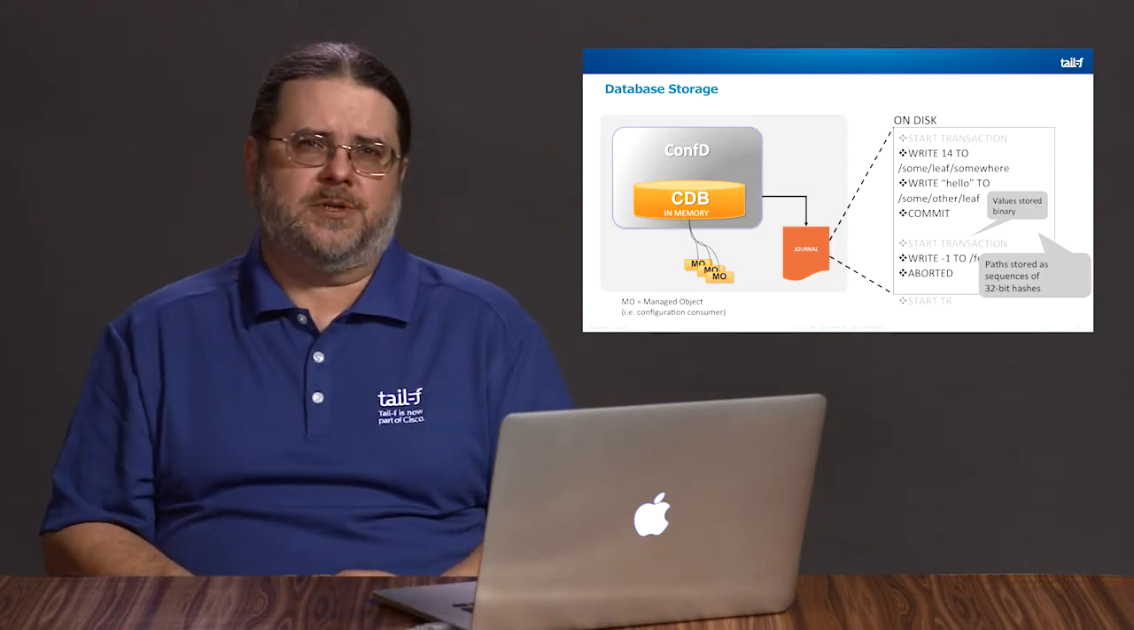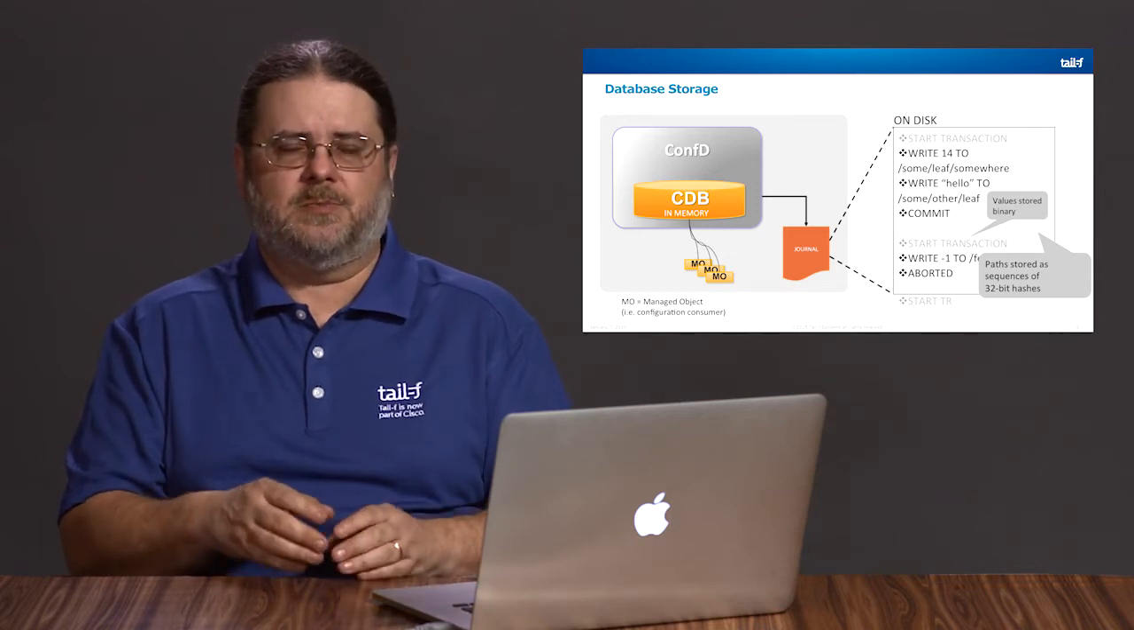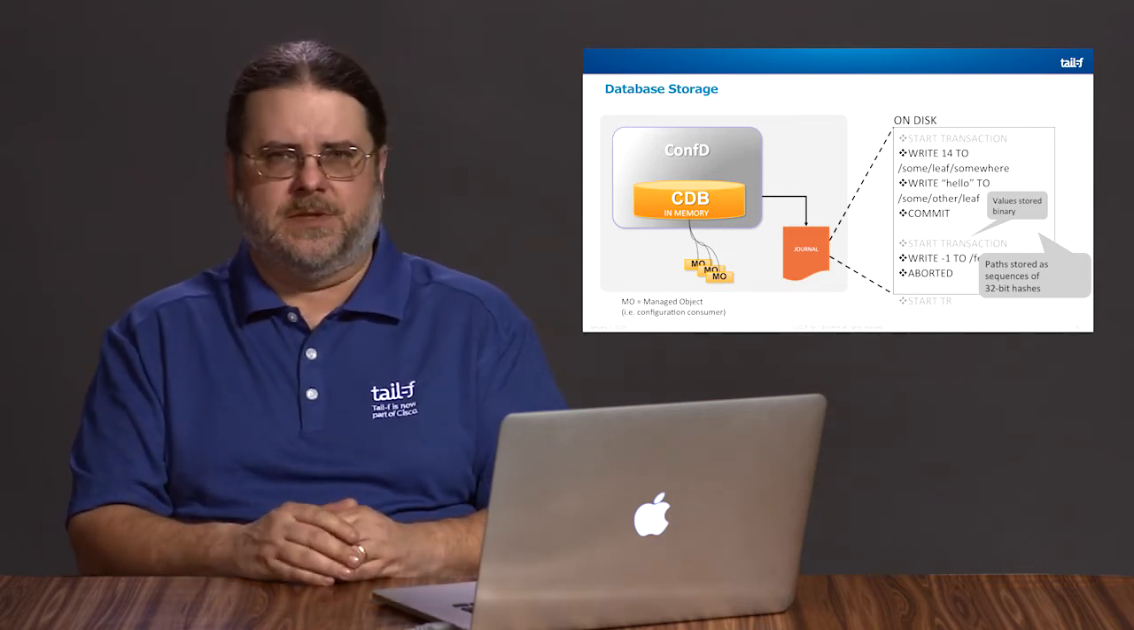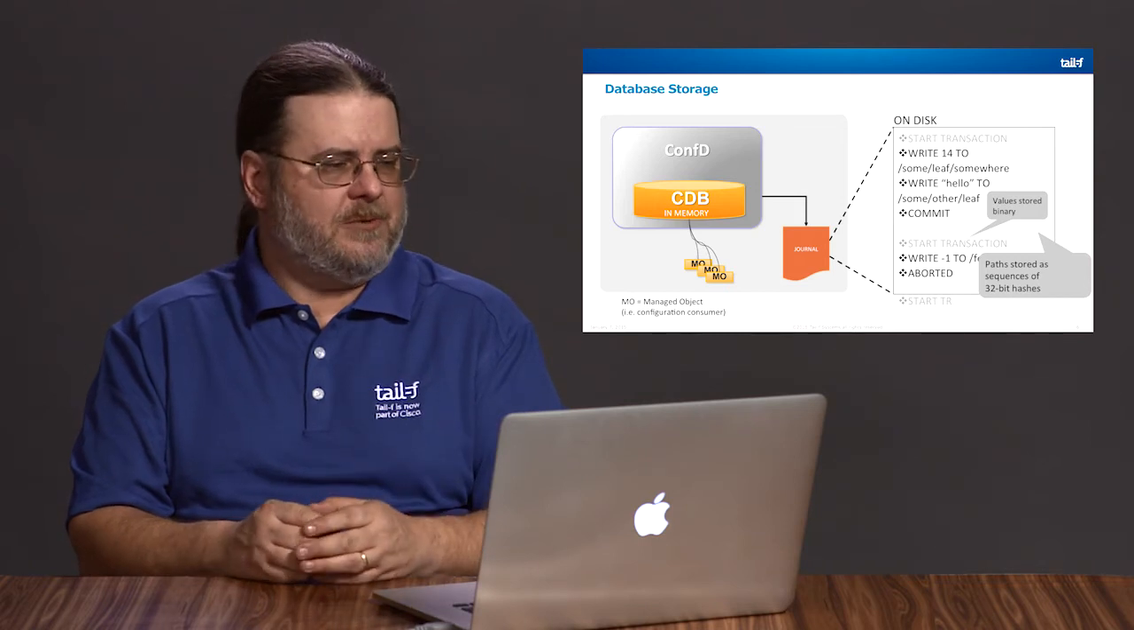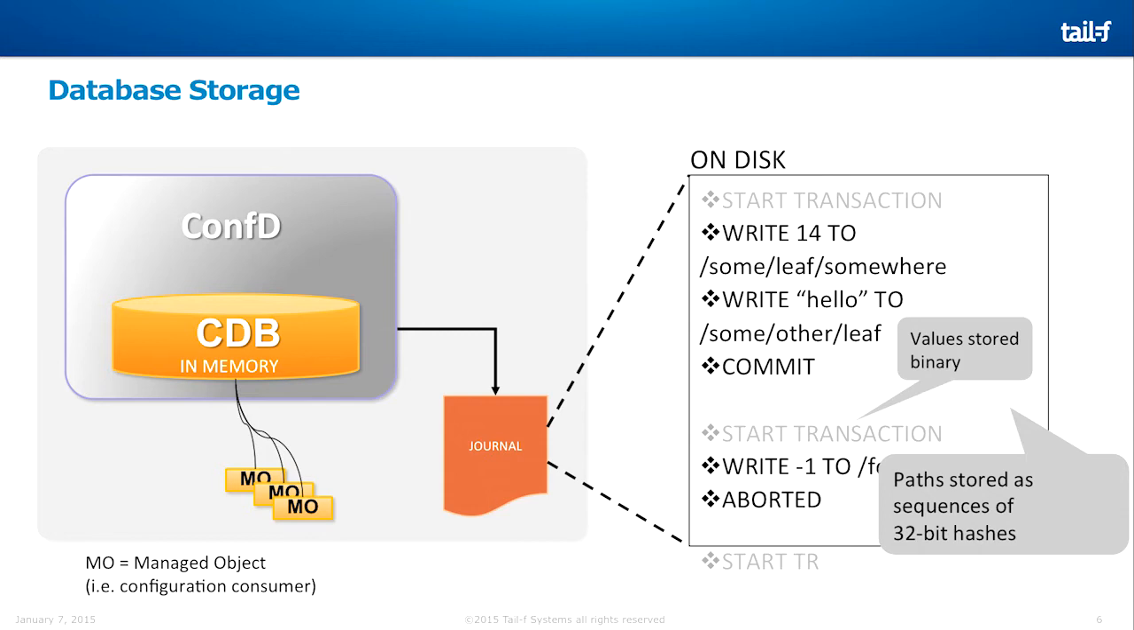Database storage. I mentioned CDB is both an in-memory database and also persisted to the file system. Here we see a basic representation of that storage. The CDB will be in memory for fast processing, ease of use, but then it also needs to be persisted to meet the durability requirements of a transactional system.